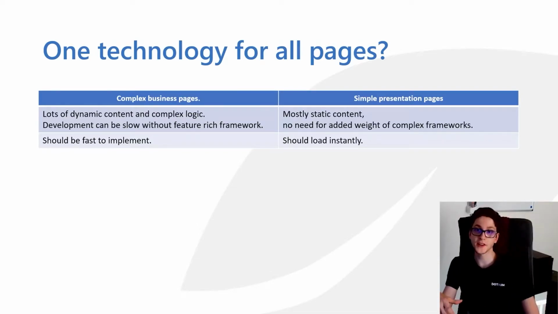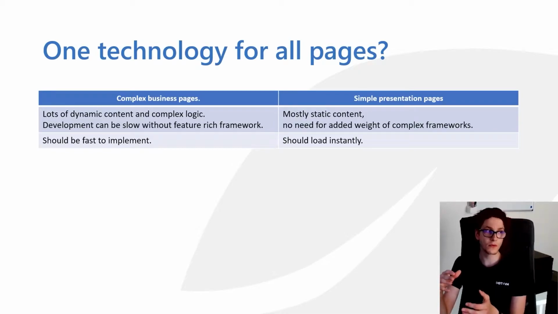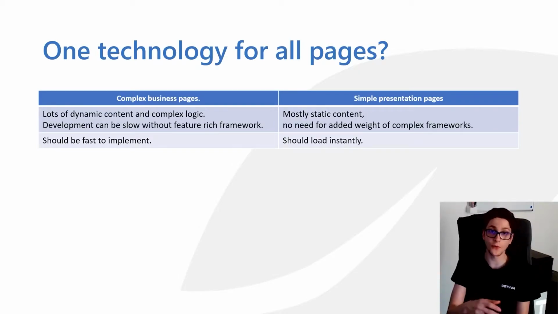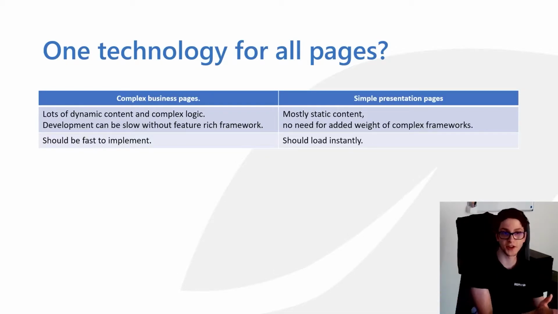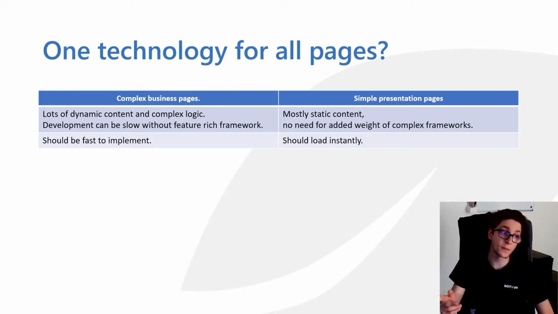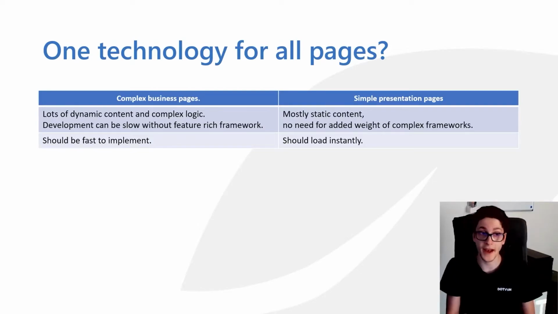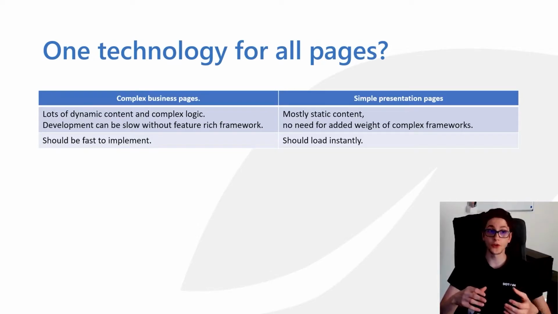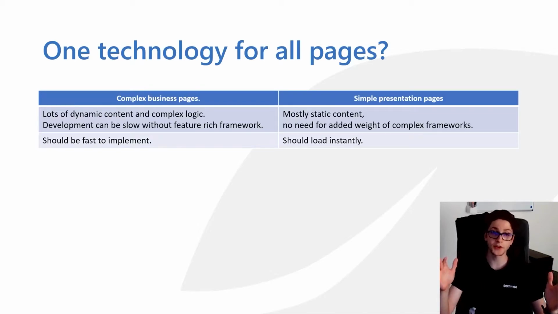In an ideal world, we would want all our pages to be written in a single technology, from simple presentation pages, which are mostly static and where there is no need for communication back and forth from client to server, to our complex business pages, which contain a lot of dynamic data and a lot of actions which the user can do, which are sent back and forth to the server. If we would choose just one for those very different scenarios, then we would sacrifice speed.